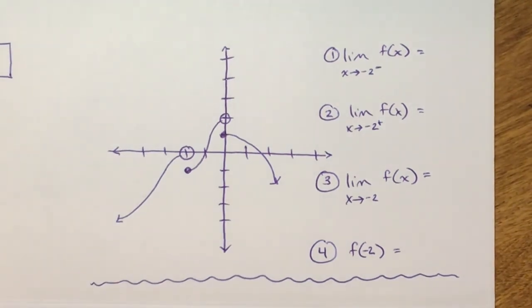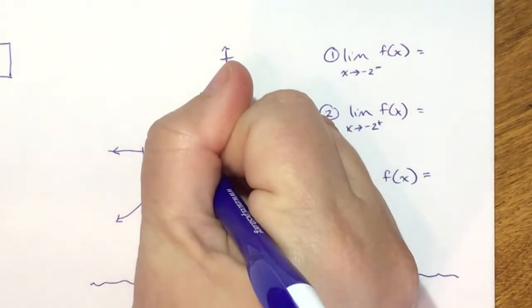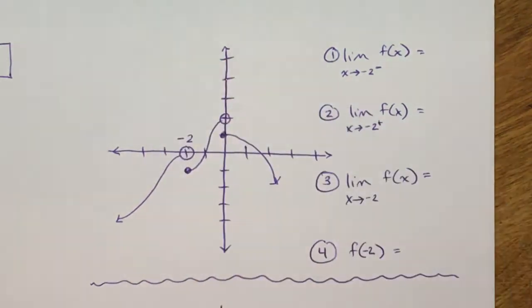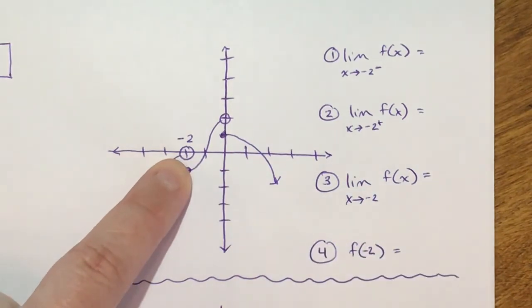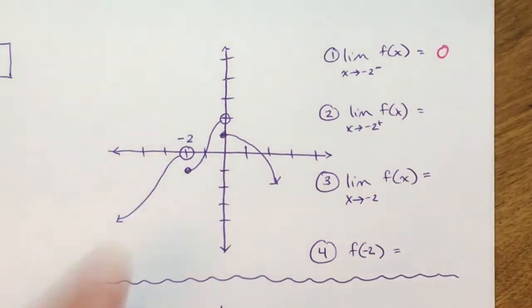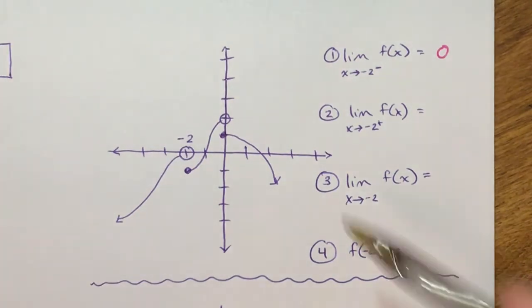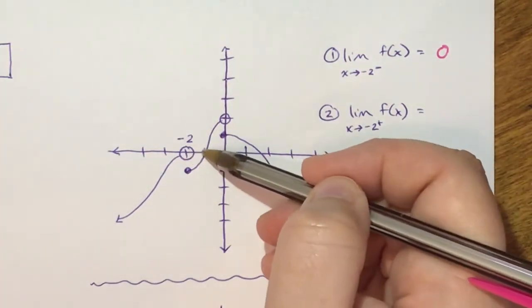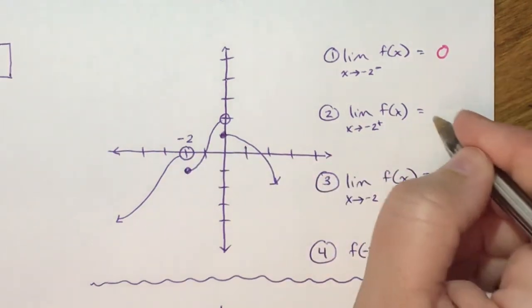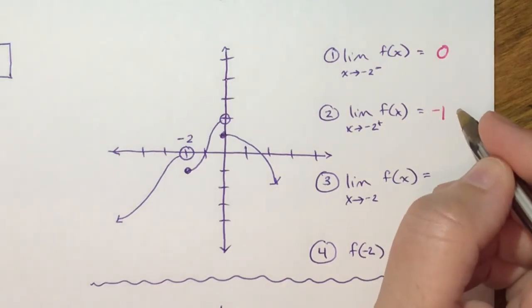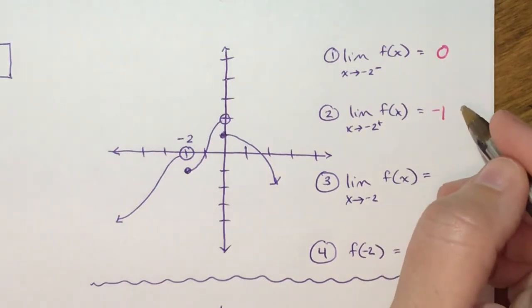All right, so hopefully you paused it, did it, and you're back. Let's talk about the answers here. So let's find -2, that's this one right here. All right, so as I approach from the left-hand side, I'm getting very close to a function value of 0. As I approach it from the right-hand side, here's -2, I approach from the right-hand side, that means I'm on this piece, I'm getting very close to a y value at -1.